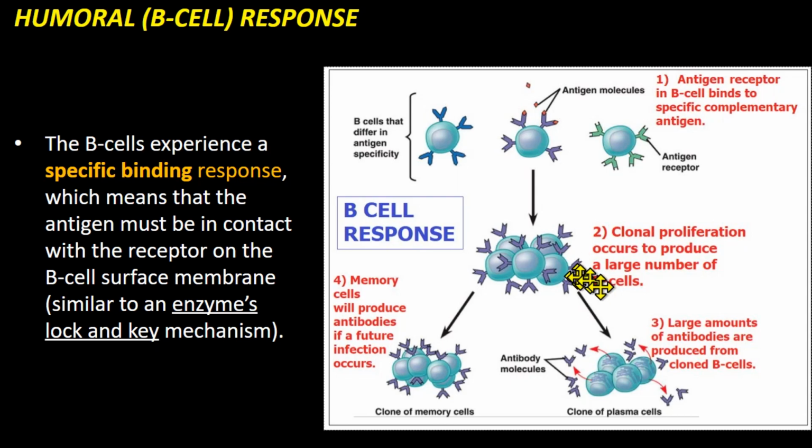Next, what's going to happen is that because you have a lot of these plasma cells and a lot of these B cells are differentiated into plasma cells, you're going to get a large amount of antibodies being produced to fight off what would have brought in these antigens, bacteria, the viruses. You're also going to get memory cells that are going to produce antibodies if a future infection occurs. So the B cells experience a specific binding response, which means that the antigen must be in contact with the receptor on the B cell surface. Think of it as similar to the enzyme's lock and key mechanism. The antigen binds to these receptors to allow proliferation to happen and then differentiation into either plasma cells or memory cells.